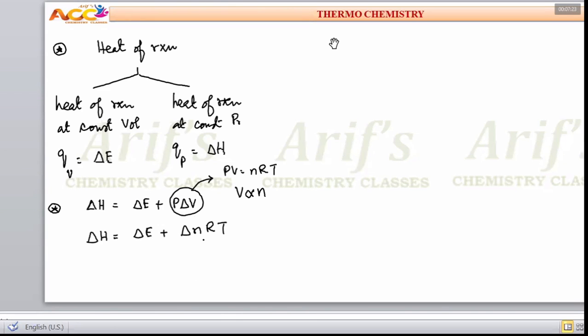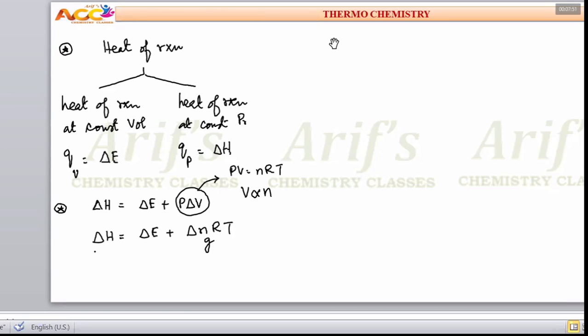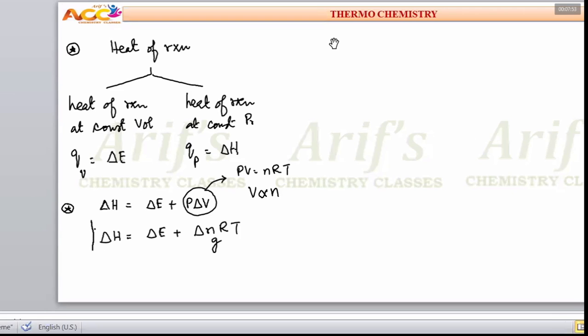Now, when you are saying this delta n R T, the question is, what is this delta n? Remember that this delta n is always given a subscript G by authors. Delta n G means change in number of moles of gaseous substances, right? That means in the chemical reaction, if you have solids, don't count them. If you have liquids, don't count them. Only if reactants and products are in the gaseous state do you have to count. Otherwise, they are not to be counted. This implies the relation between enthalpy change and internal energy change is given by this expression.